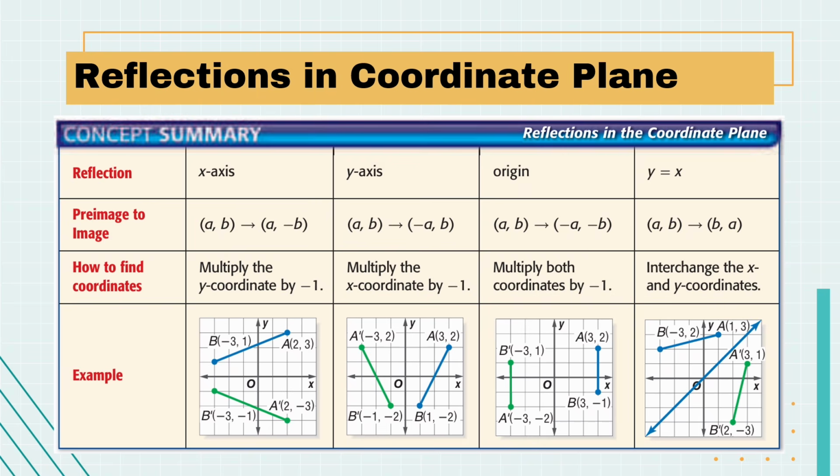If the reflection is through the origin, then the rule states that you have to change the sign of both your x-coordinate and y-coordinate. This means that if you have (3, 2), then it becomes (-3, -2). And if your reflection is through the line y equals x, the rule is you interchange your x and y coordinates. So if you have (x, y), the reflection is going to be (y, x). So if your point is (1, 3), the reflection of that point is going to be (3, 1).